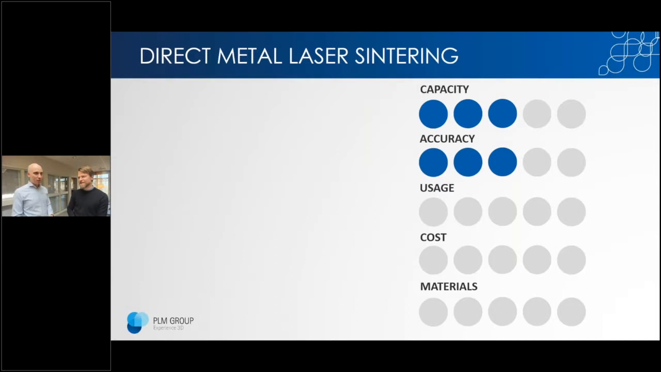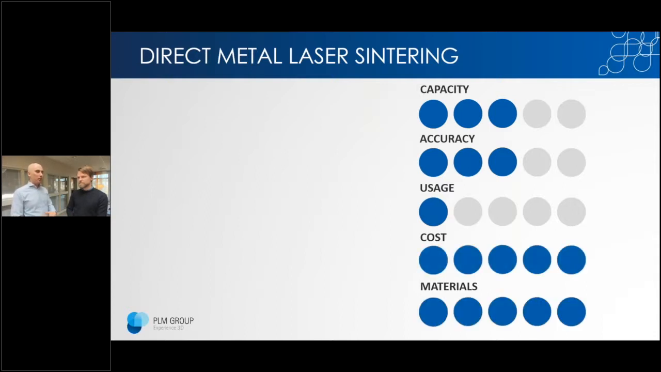Ease of use, I would say it's the lowest. It requires a lot of equipment around the machine, powder handling. You need to mill the part off the build plate after you print it on it. It needs to be heat treated, and lots of steps. But the quality you get out of the machine is super impressive, though it requires a lot of work afterwards.